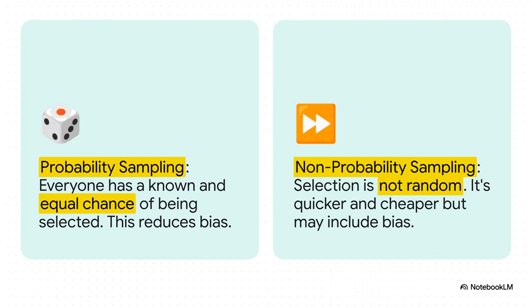And there are two main ways to do this. First, there's probability sampling. That's where everyone in the group has a known chance of being picked, which is the best way to reduce bias. On the other hand, you have non-probability sampling, where the selection isn't random. It's usually quicker and cheaper, but you have to be way more careful about potential bias creeping into your results.